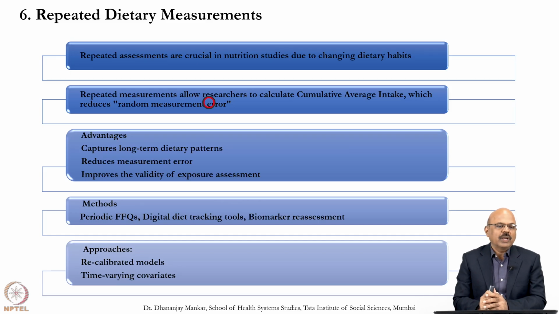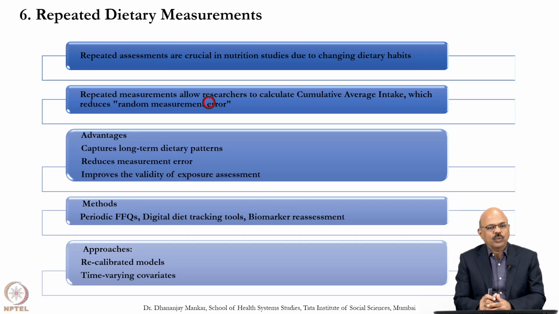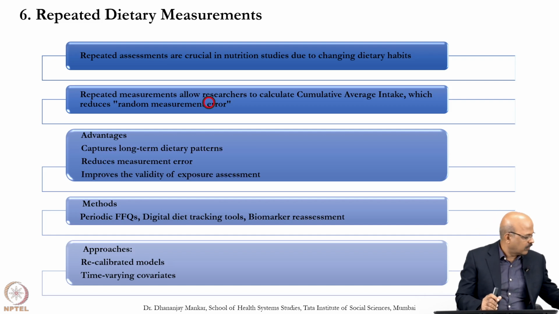What are the methods to take it? Periodic FFQs, digital diet tracking tools, which are now gaining more importance, and biomarker reassessment, which is sometimes seen as costly but very effective to go with the dietary measurements, and in healthcare institutions it is growing in importance. The approaches are recalibrated models and time-varying covariates, which give us the reason to take this ahead.